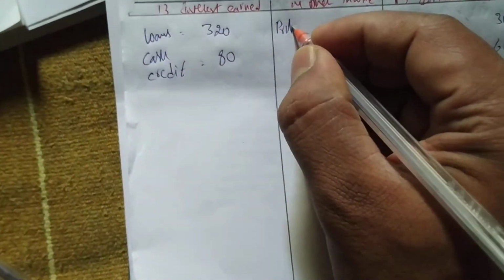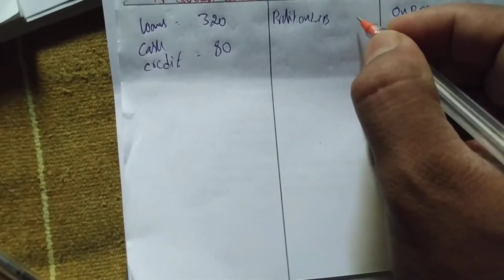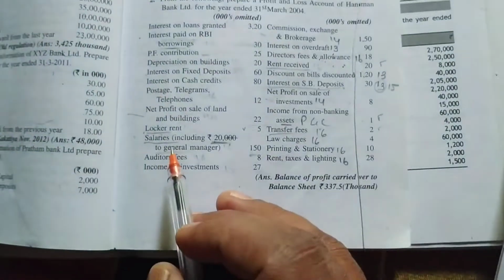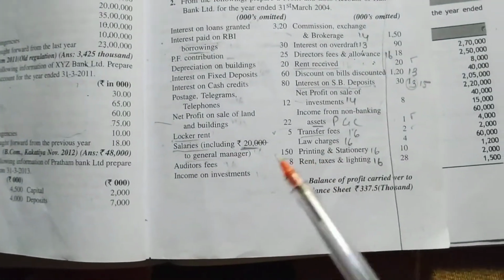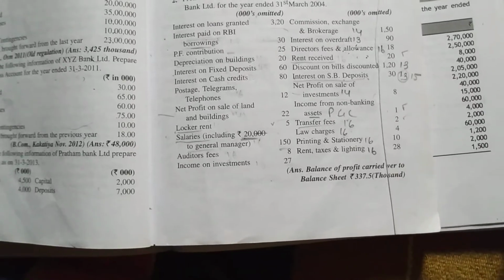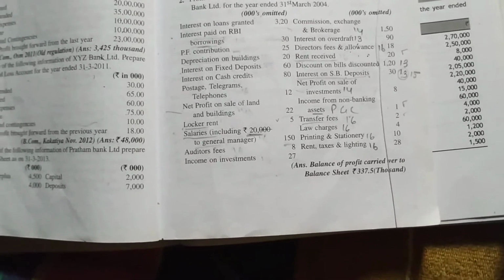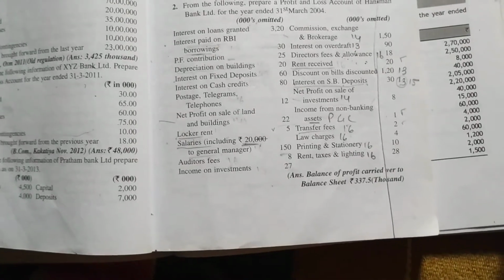Profit on land and building, how much is that? 22. Next, we are having locker rent, that we have to write under other income. Locker rent is an income. People keep all their important documents in the bank. The bank provides a bank locker facility. The customers put their important documents in the locker, so the bank will charge some rent. So that is other income to the bank.